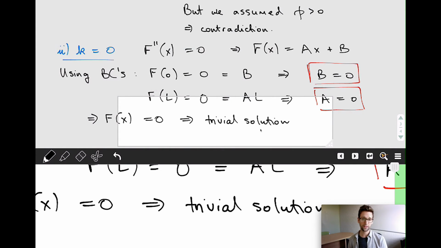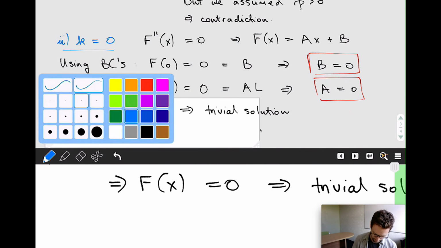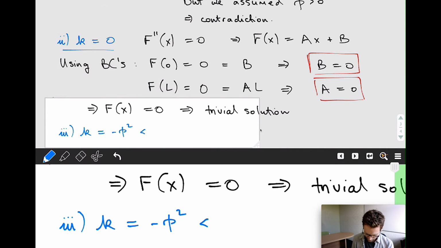So we've seen that the possibility when k is a positive number or when k is equal to 0 only gives me trivial solutions. Let's hope that the last case gives me a non-trivial solution. So the last case was when k is a negative number. So I'm going to use that trick of setting this as equal to minus p squared, which is strictly negative.